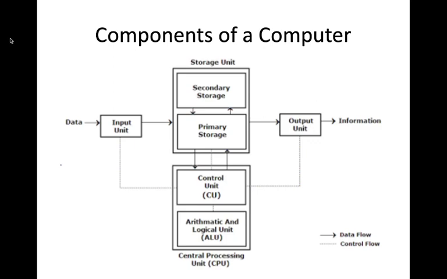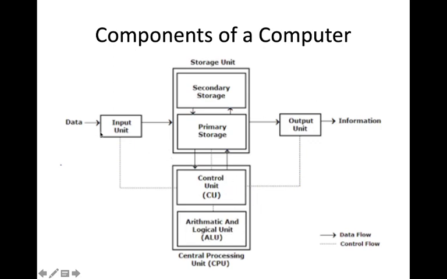So this is a basic structure of a computer. If you see, there will be some input unit where we will obtain some data, and this input unit is connected to the storage unit. So whatever we get can be stored. We have a primary storage and a secondary storage, which together form the storage unit. Then we have the central processing unit, the processor, which we call the CPU. Inside the CPU, we have a control unit and an arithmetic and logical unit. Together this is known as the central processing unit.